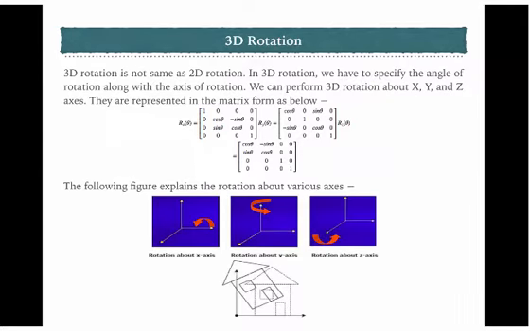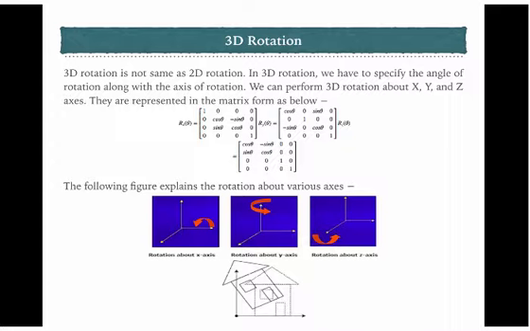3D rotation. 3D rotation is not the same as 2D rotation. In 3D rotation, we have to specify the angle of rotation along with the axis of rotation. We can perform 3D rotation about the x, y, and z axis. These are represented in matrix form as given below.